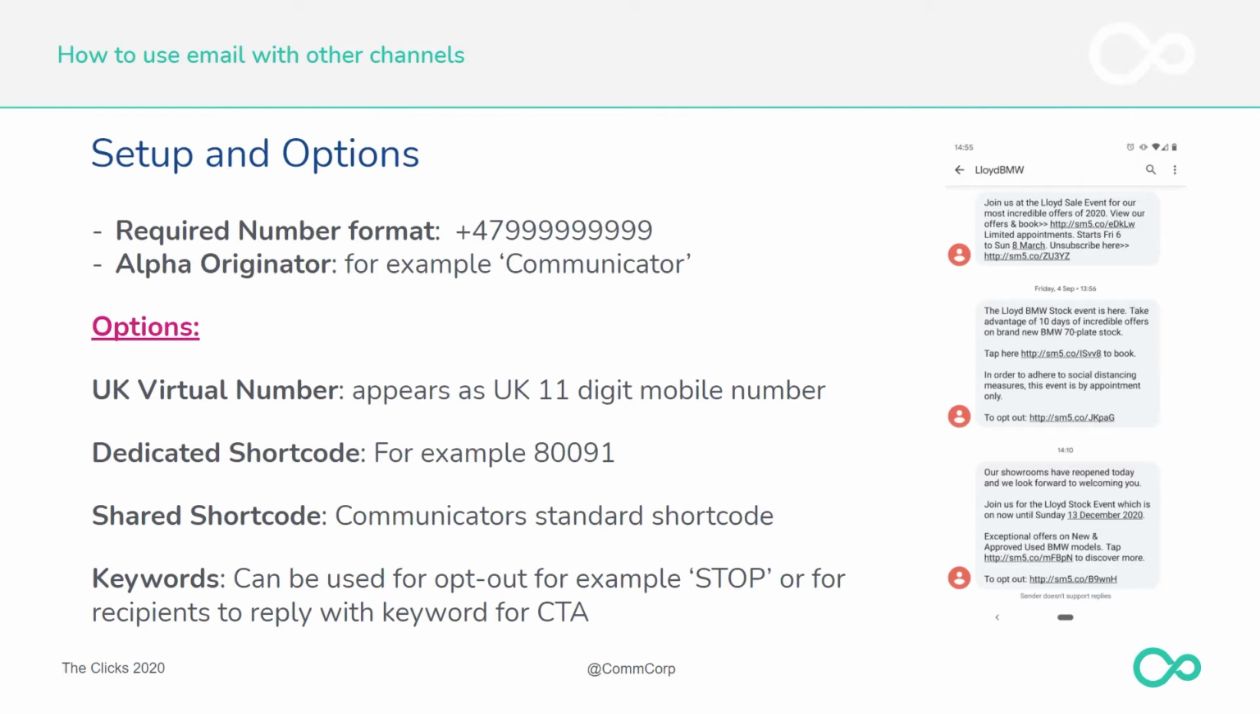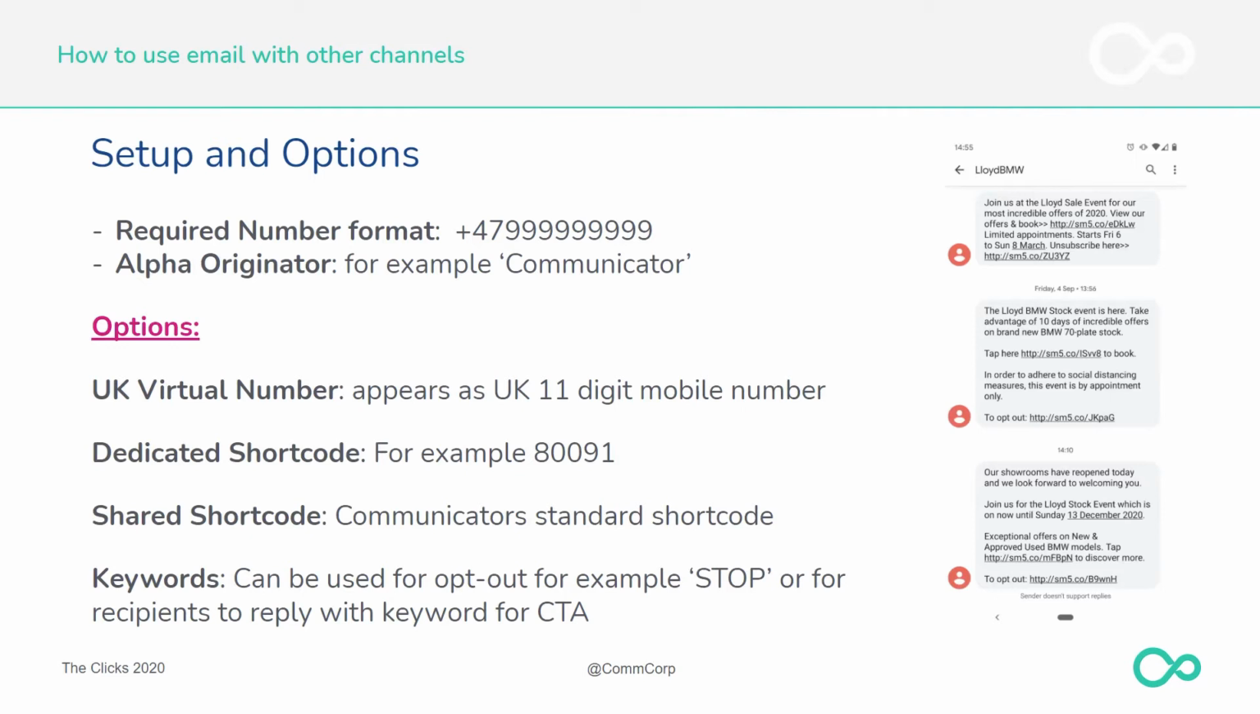So for example, there you could use Communicator, or an example that I've got on the right-hand side, you can see it appears to me as Lloyd BMW, which I obviously, as a recipient, recognize and can relate to the message. But there are a number of different options that you could choose as well when it comes to the actual number itself. So you could choose a UK virtual number, so it'd appear like an 11-digit mobile phone number. And this could be used if you want it to appear like it's from a specific individual. But most customers tend to choose a shortcode option. So you do have the option to use our shared one, or you can jump onto a dedicated one that might be specific for a reason related to your brand.